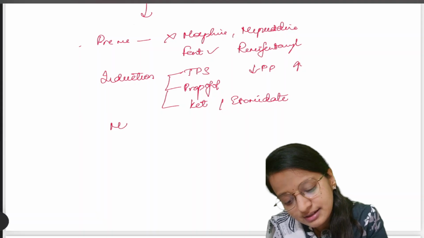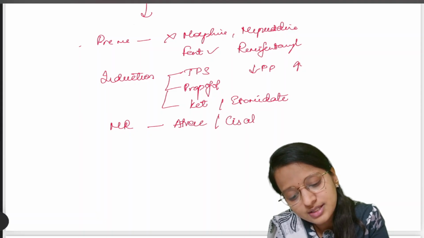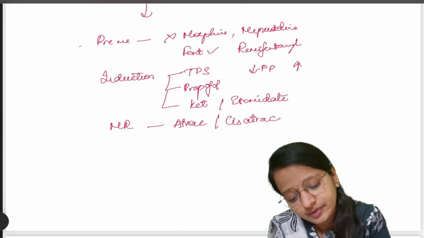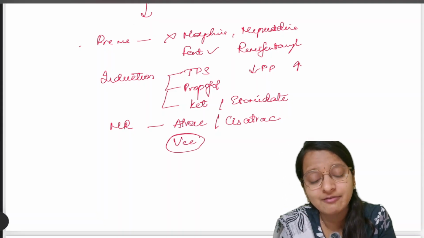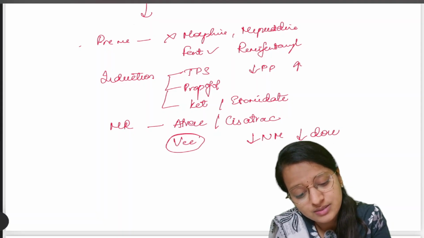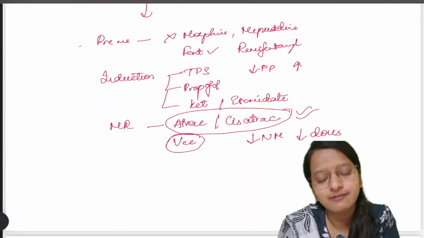Right, coming to muscle relaxants. Obviously, we'll go for atracurium or cisatracurium because of organ-independent metabolism. If we give vecuronium, we have to be very careful: only under neuromuscular monitoring we have to give it, and decrease the doses. But atracurium or cisatracurium is very much preferable in liver disease.